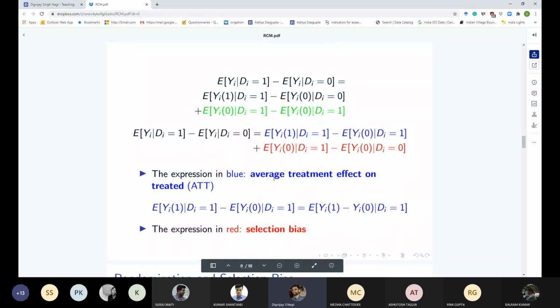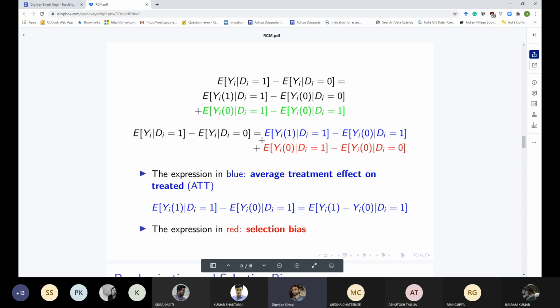Okay. And why is it called average treatment effect on the treated? Because notice, in both the cases, we are comparing the outcomes of the treated individuals only. Okay. So what you are saying is the true treatment effect, or the average treatment effect on the treated, would be the difference in the potential outcomes of the treated individuals. Right. So that's why this expression is comparing only the treated individuals, right? So this is called the average treatment effect on the treated. Okay.